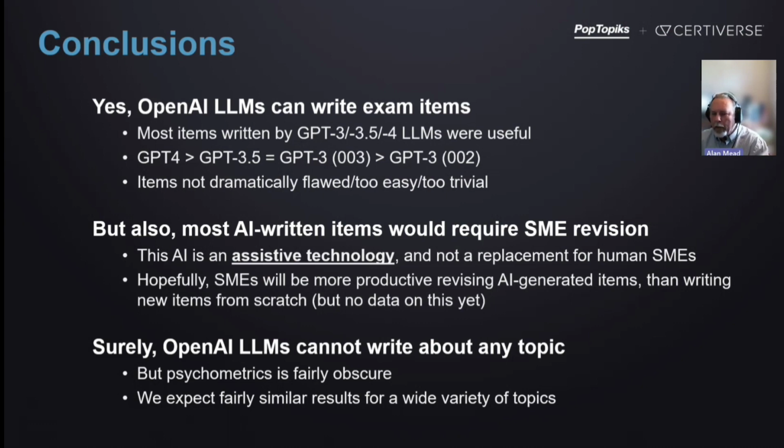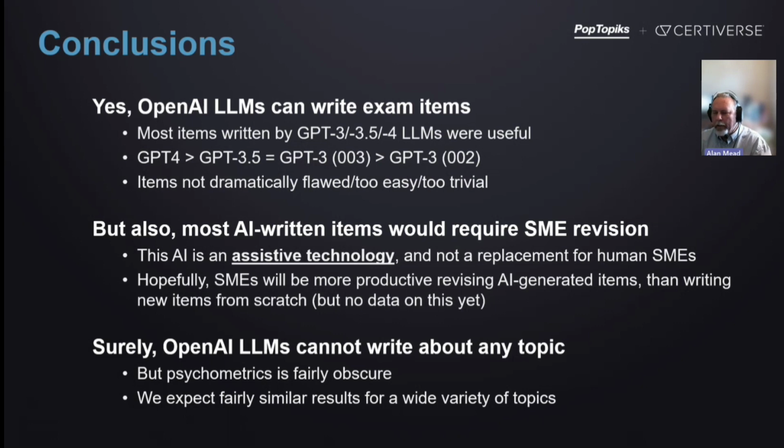So my conclusion from this: yes, these large language models can definitely write exam items. Most of the items written were useful, not every last one, but most of them. Most of them will also require edits. The models are clearly getting better, although they have a long way to go from having an average item of 4. The items were not dramatically inappropriate, but you're definitely going to need subject matter experts to review these items and to fix them. This is still an assistive technology. It is not a replacement for human SMEs. And I do hope that the SMEs will be more productive in revising AI generated items, but I don't have any data on that.